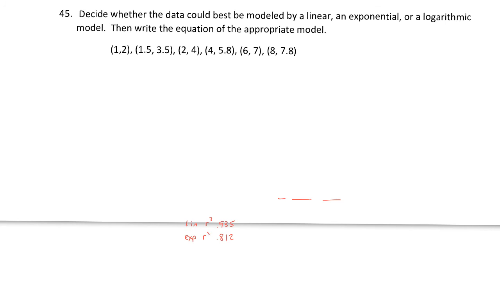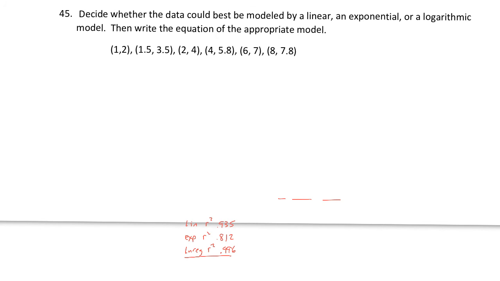So far, linear is better. Then we're going to stat calc logarithmic regression, which is natural log regression. And that one has an r squared of 0.996. So this last one is the winner.